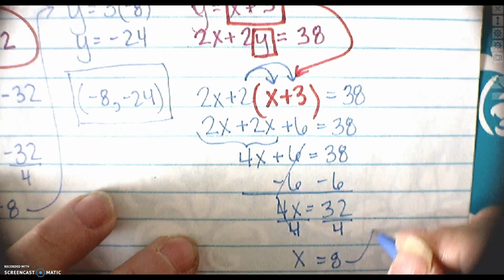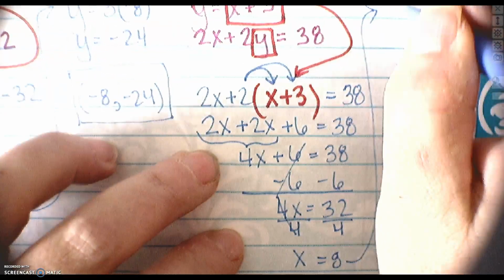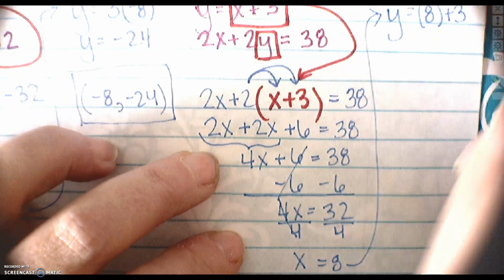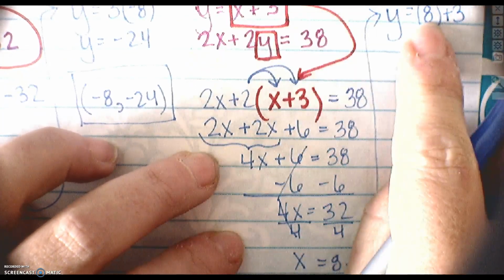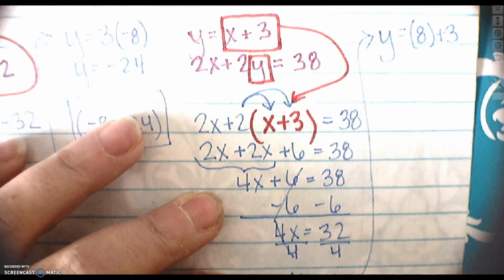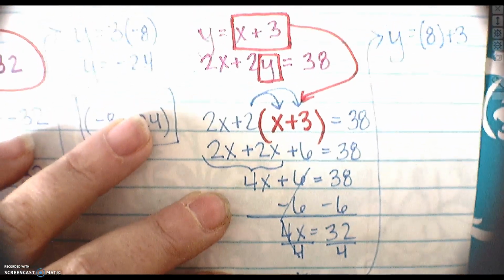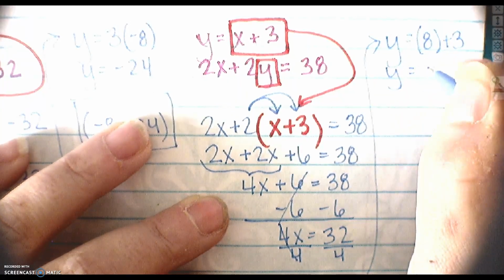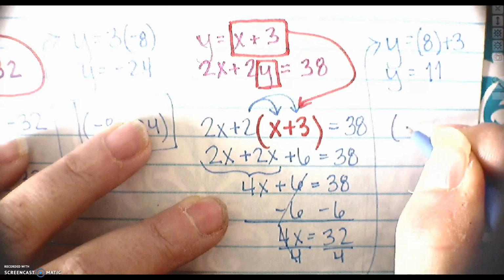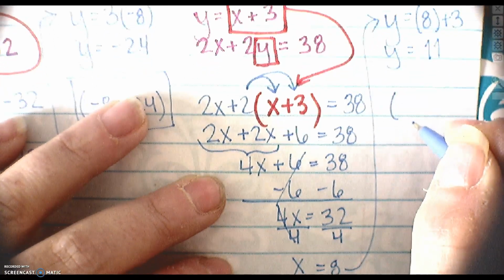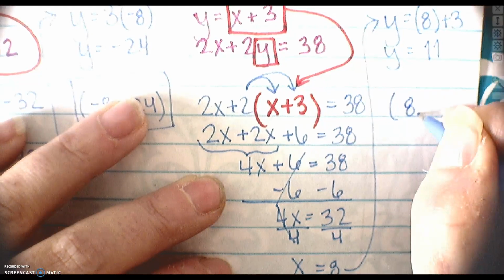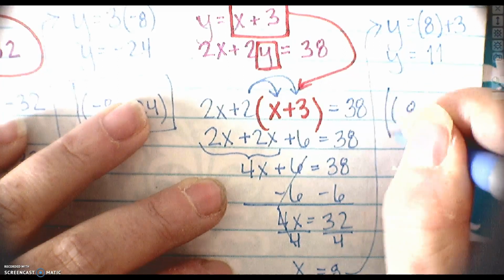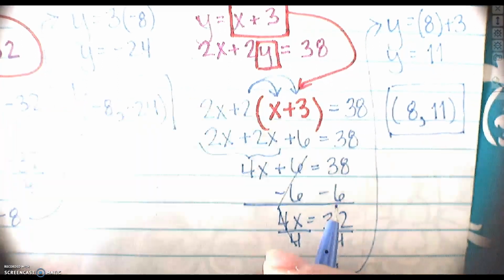Now that we know what x equals, we can go up here and find out what y equals. If x is 8, then x plus 3 is the same thing as 8 plus 3. So y equals 11. So if I were going to graph these on a coordinate plane, they would intersect at the point 8, comma, 11. Always write your x first, comma, then your y. So my answer is the ordered pair 8, comma, 11.